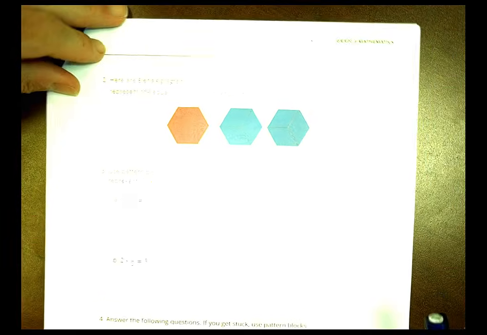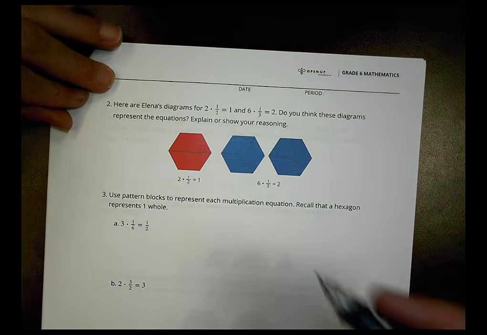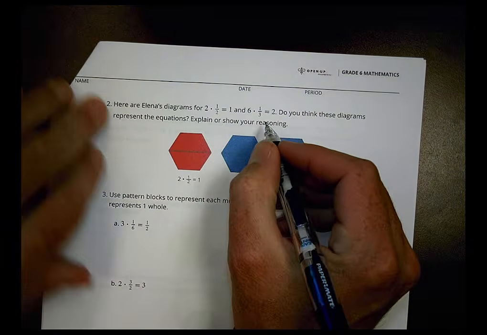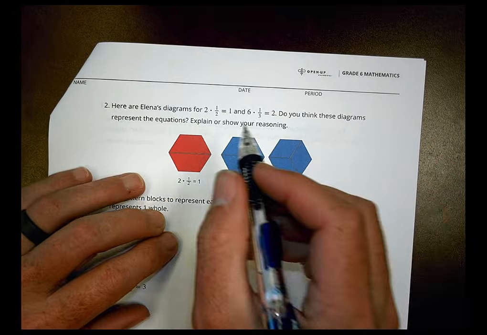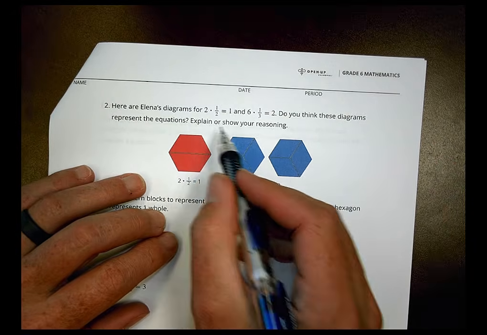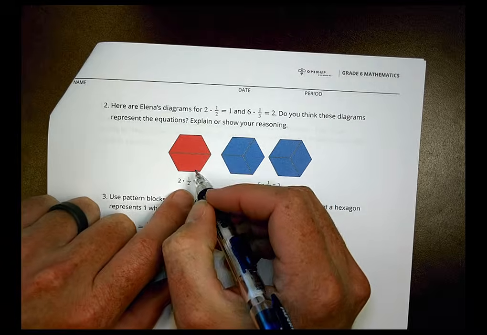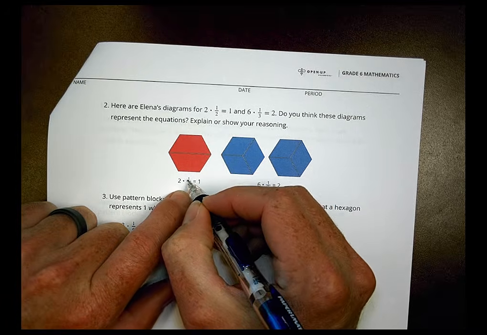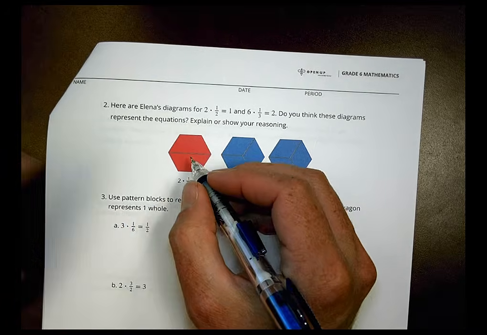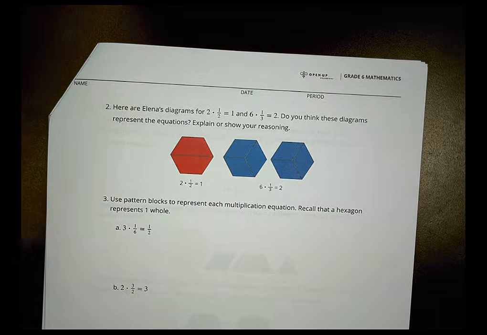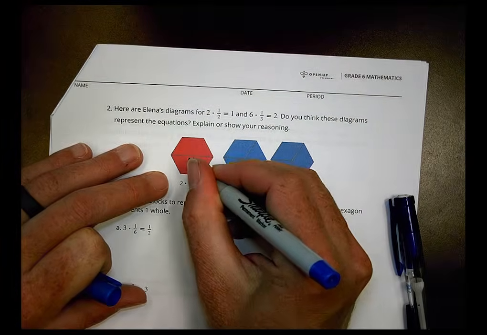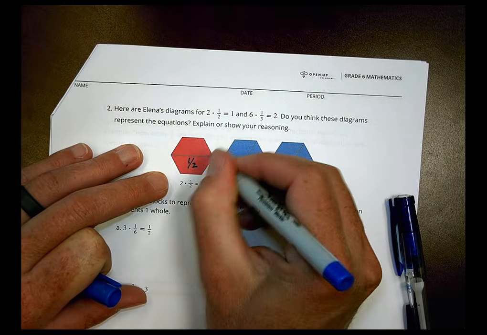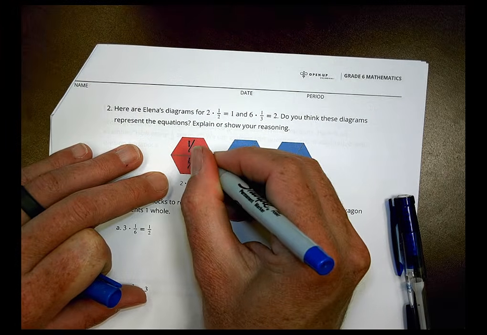So the next question, it says that here are Elena's diagrams for 2 times a half equals 1, and 6 times 1/3 equals 2. Do you think these diagrams represent the equations? Explain or show your reasoning. Okay, so what she's saying here is that I have 2 times a half. So she's pointing out that in this case, this trapezoid is a half of the whole, and this is a half of the whole.